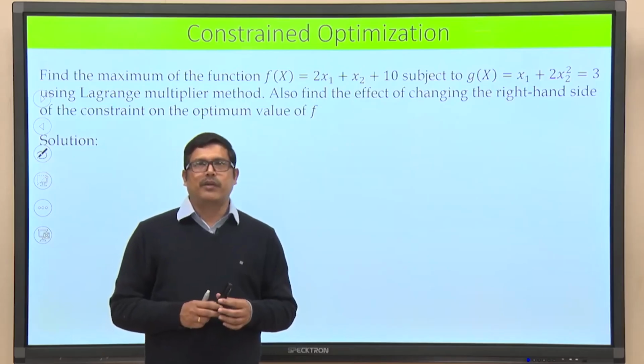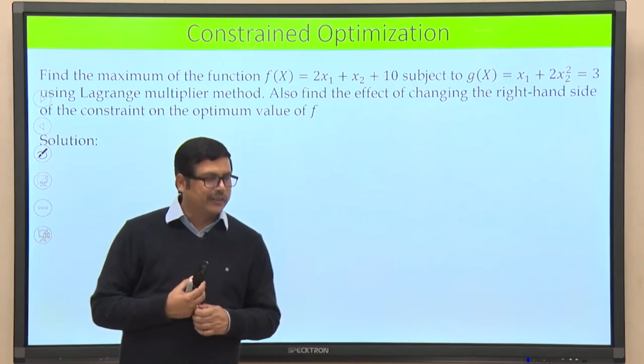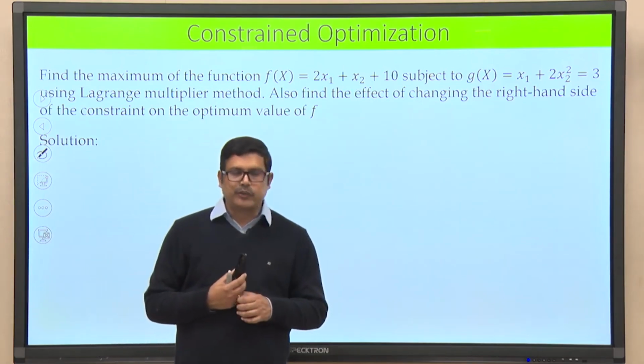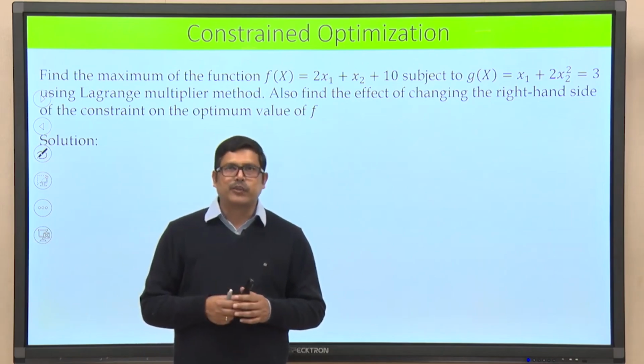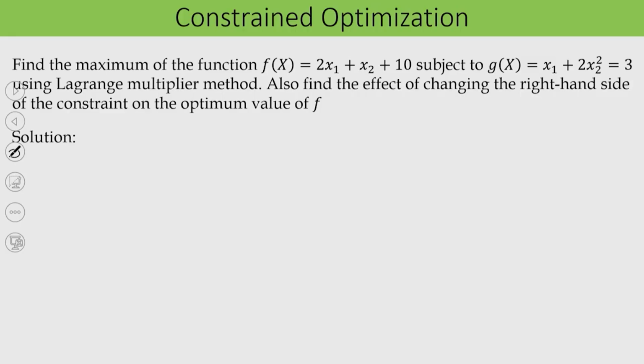Now, let us solve one problem here. We have to find the maximum of the function f equal to twice x 1 plus x 2 plus 10, subject to the constraint g equal to x 1 plus twice x 2 square equal to 3, using the Lagrange multiplier method. We also have to find out the effect of changing the right hand side of the constraint on the optimum value of f. Okay, so let us solve this problem.